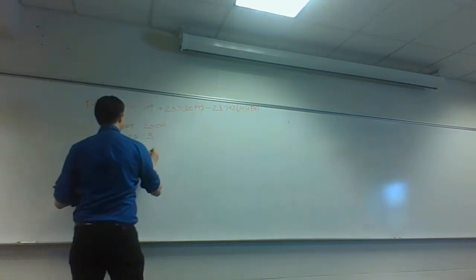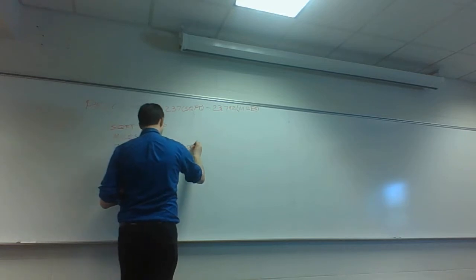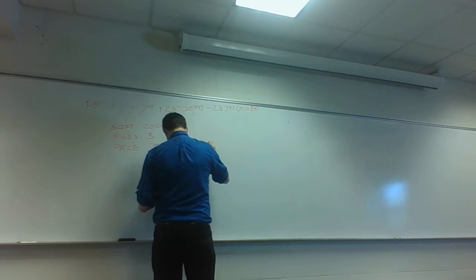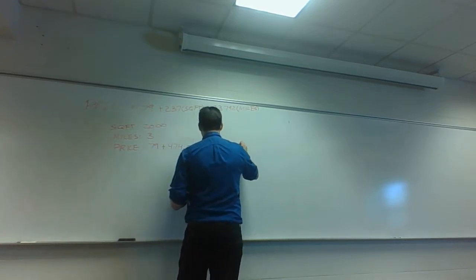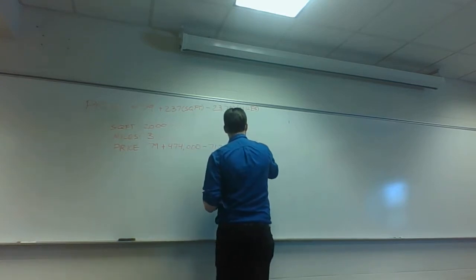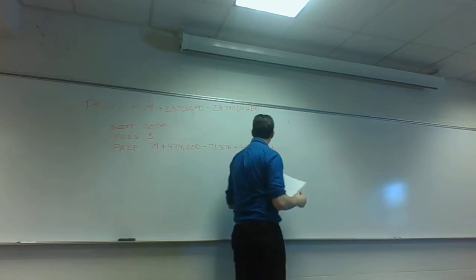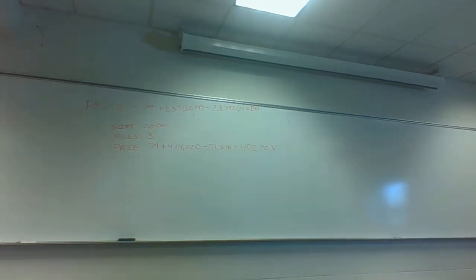Exactly. And you would get something like 79 plus 474,000 minus 71,376, and that of course would equal $402,703. About a $400,000 house is what we would predict.